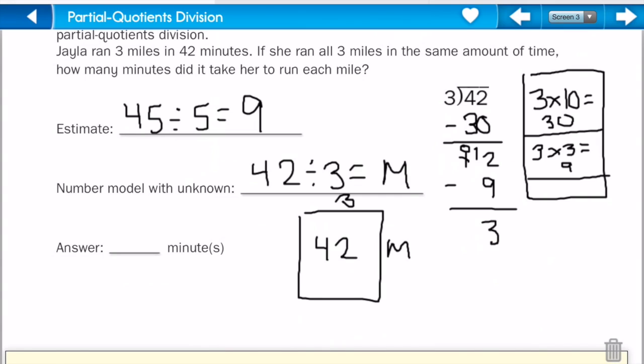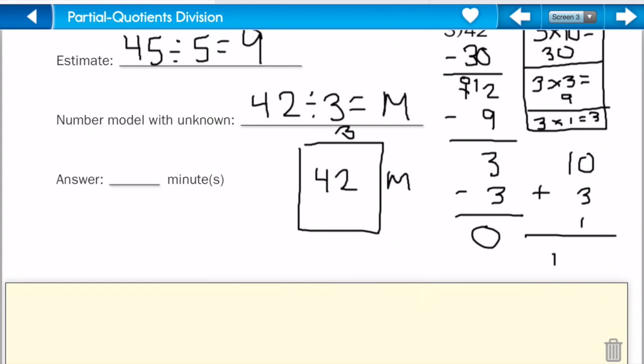So here I have my last one. How many times can 3 go into 3? Yes, once. So I'm going to take 3 times 1, and I know that equals 3. Then I'm going to subtract my 3, and I'm going to get 0. Now, off to the side, I just need to add these up. So I need to add 10 plus 3 plus 1, and all together, that equals 14. And so since I got to 0, I know that my answer is 14.